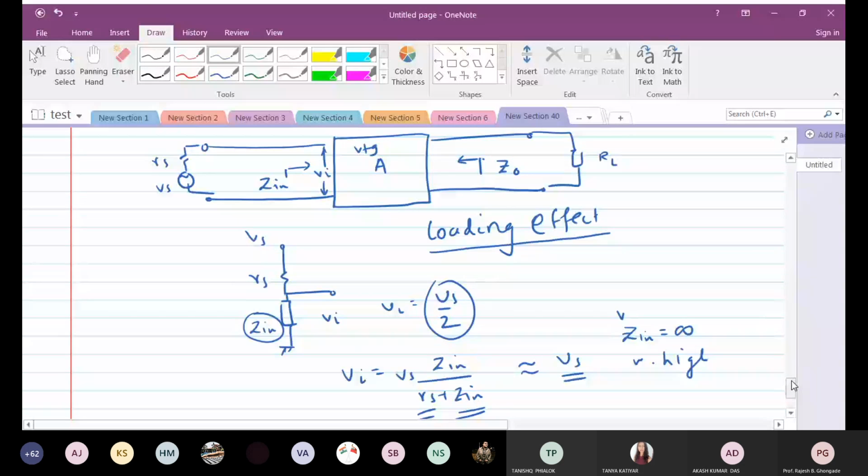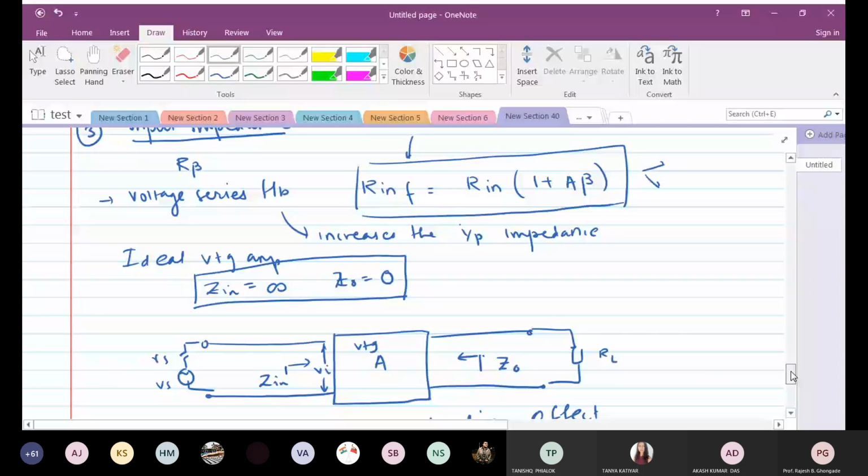We have already discussed loading effect at length. Alright? What about output impedance? Okay, anyways, let us complete this first. What about output impedance?